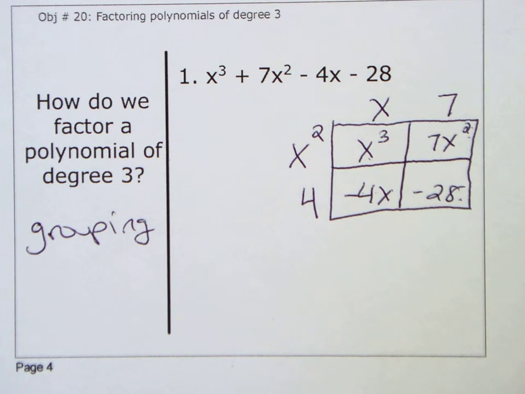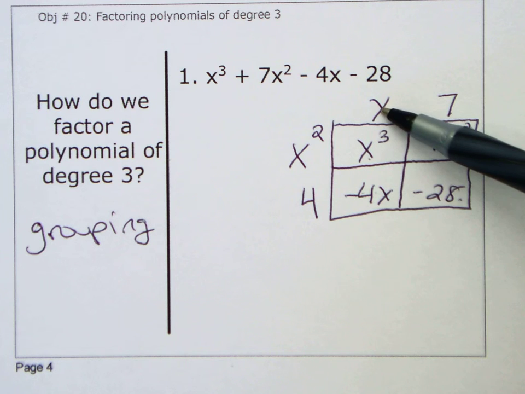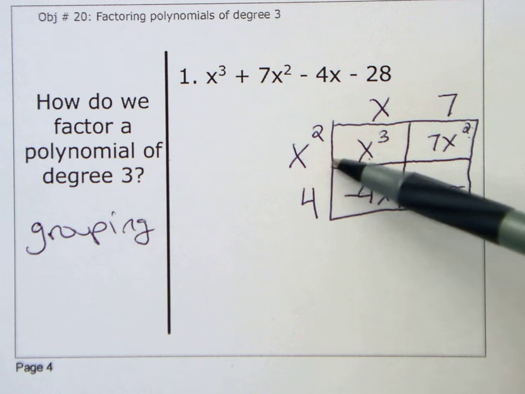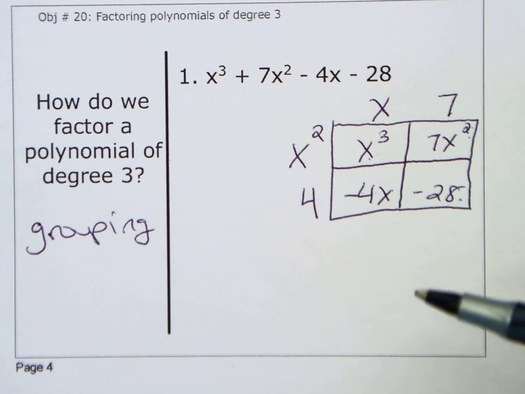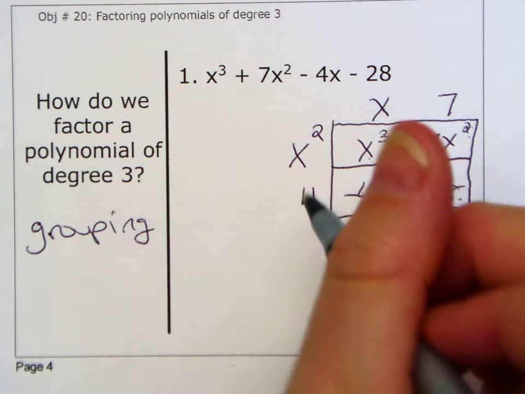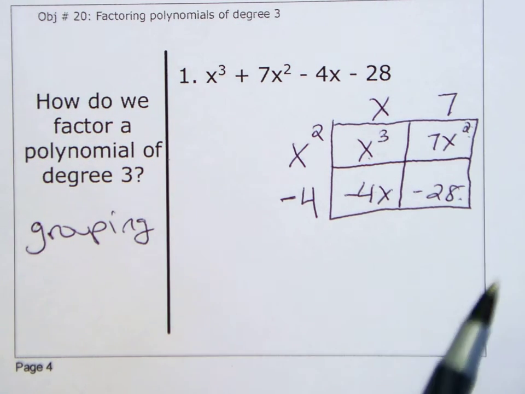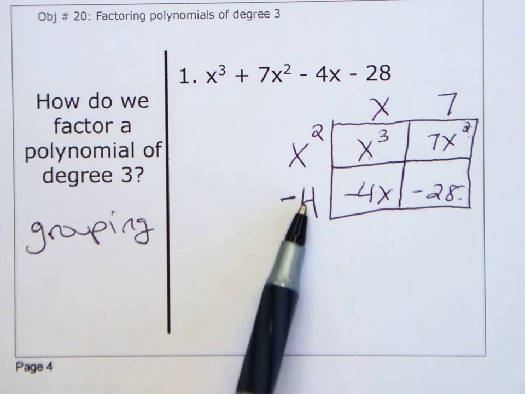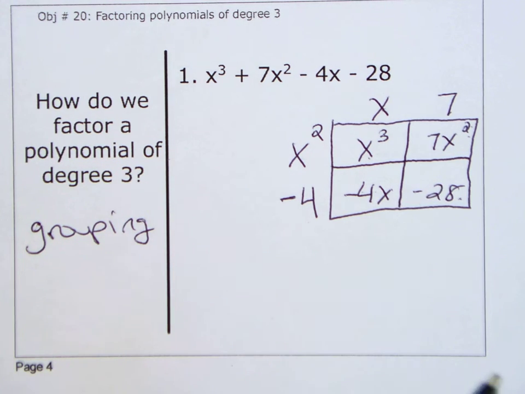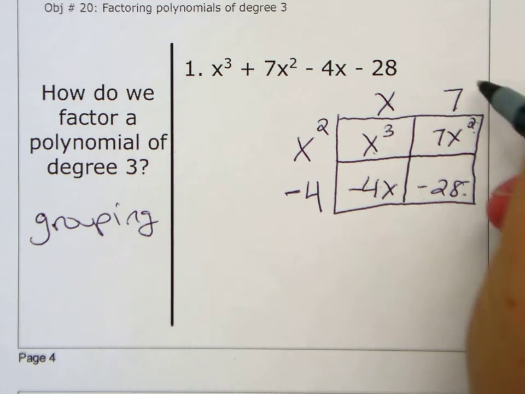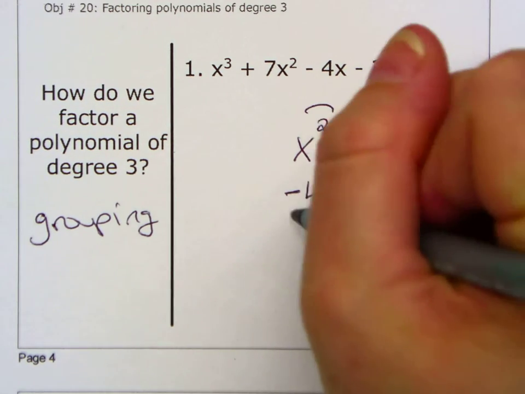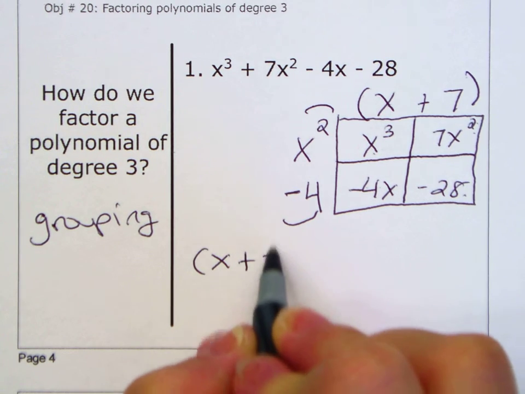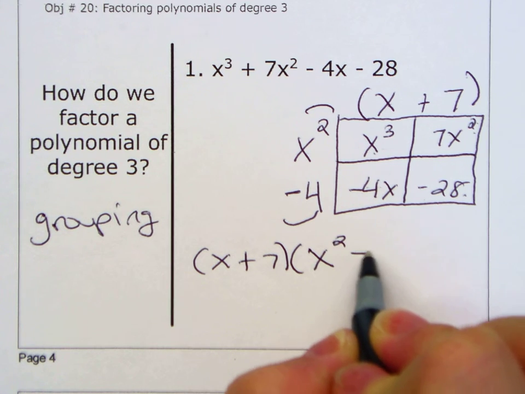Now these are really easy to check, multiply. What's x squared times x? X cubed. X squared times 7, 7x squared. What's 4 times x? Is it negative 4x? No, we need a negative. So actually, this is going to be negative 4. One rule you can use is if you see 2 negatives, your GCF is negative. Negative 4 times 7 is negative 28. So these are our answers. We're just going to put parentheses around them, and if there's no sign, put a plus. So the answer is x plus 7 times x squared minus 4.